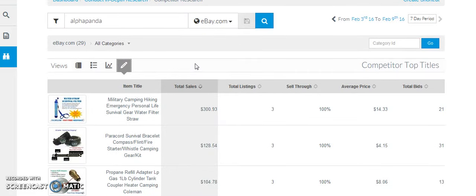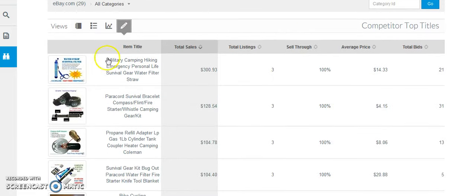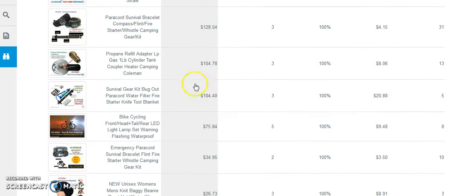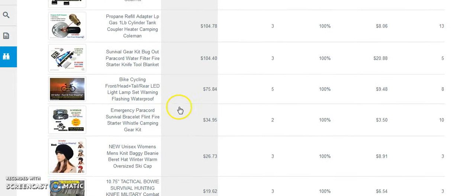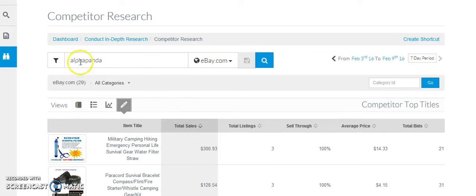And here's his best-selling items. So he sold 3 of these emergency water straws. He sold 3 paracord bracelets, propane refill adapter. This is only 1 week of sales, so that's not too bad. I was actually kind of surprised by how low his overall sales were.